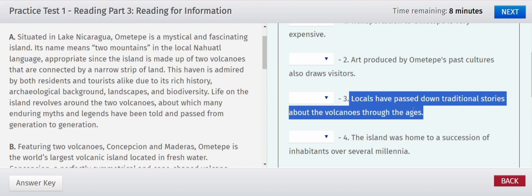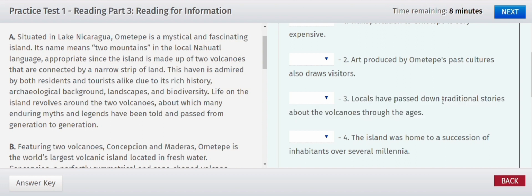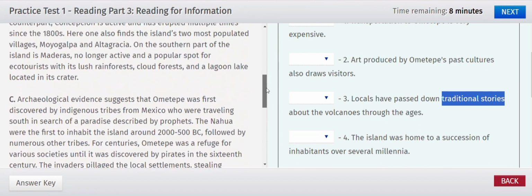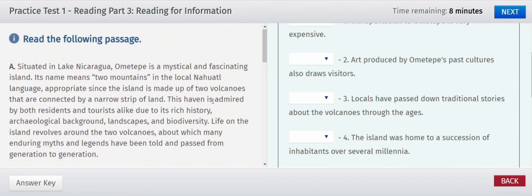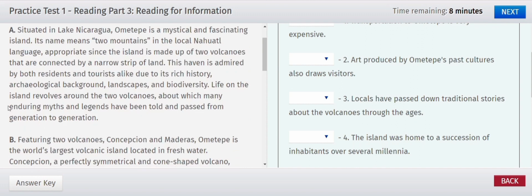Locals have passed down traditional stories about volcanoes through ages. So if you check the paragraphs, you cannot find any keyword similar to this in any paragraph. But if you check the first paragraph, the last sentence, that is starting from life on the earth, you can see the words enduring myths, which mean the same as traditional stories. So that is how the words have been paraphrased. So keywords don't really help you to find the answer, because you have to understand the meaning and see if the idea is conveyed. Through the ages is being rephrased as generation to generation.